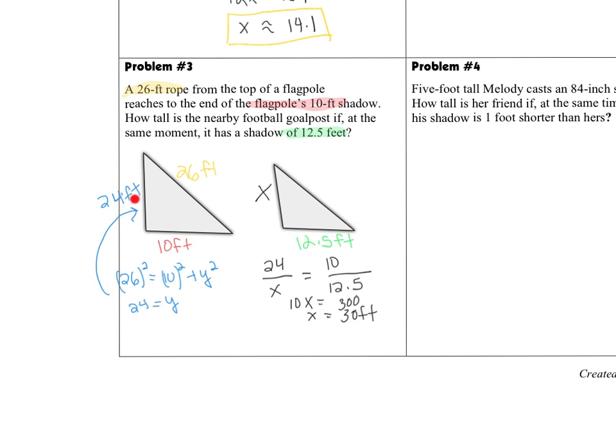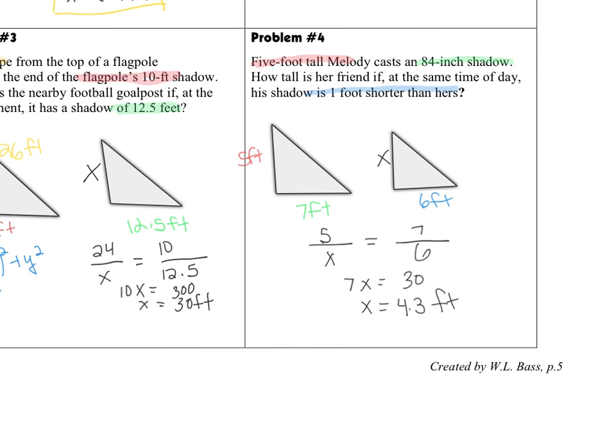What we need to figure out first is this side, and since what we have here is a right triangle, we can use the Pythagorean theorem to figure out that this side is 24. So that's our first step in the problem, because we need this side to be able to set up the proportion with this side. So once we do that, we can have 24 over x is equal to 10 over 12.5 to set up our proportion, and then cross multiply and divide to find out that the goalpost that we're looking for is 30 feet.